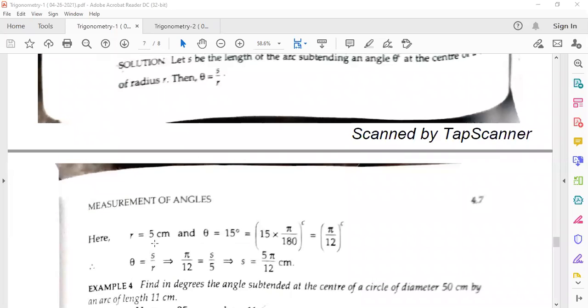Look here, r equals 5 centimeters, theta equals 15 degrees. This 15 degrees is changed into radians: pi by 12. Now we know that theta equals s by r. Theta means pi by 12, s means the arc length, and the radius is given. Then s equals pi by 12 times 5 centimeters. Now we can put the value of pi, that is 22/7, and then you get the decimal number. Is this understood? Did you understand?